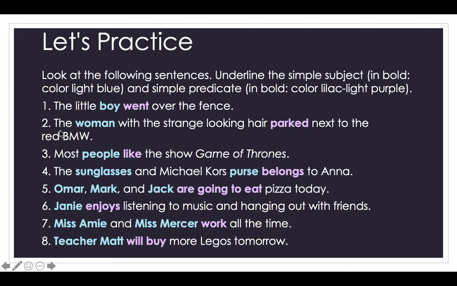Number 2, the woman with the strange-looking hair parked next to the red BMW. This is the complete subject: the woman with the strange-looking hair. Woman is the simple subject. That's a noun. Okay? And then the whole thing, there's the complete subject. Parked is the verb. Parked next to the red BMW is the complete predicate.